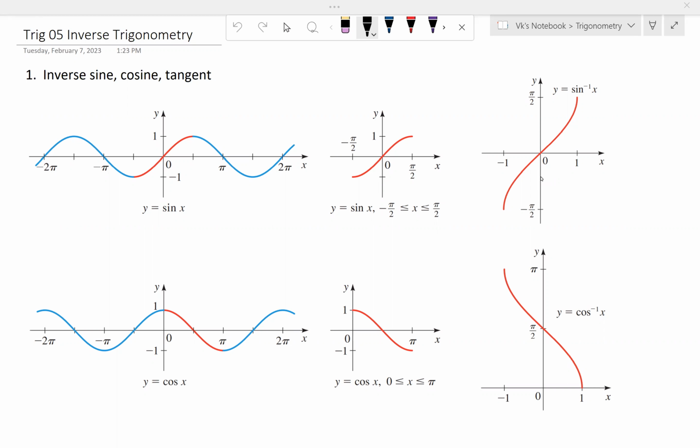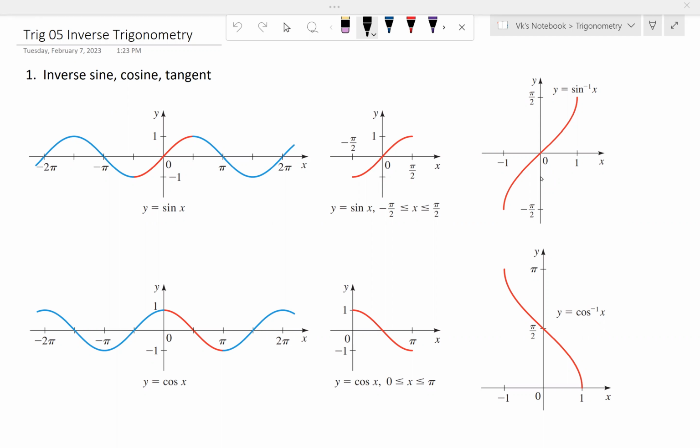If we look at the graph of sine, we see that there's a section from negative pi over 2 to pi over 2 of the graph. That is 1 to 1. So if we use this section, then we can get the inverse of sine.